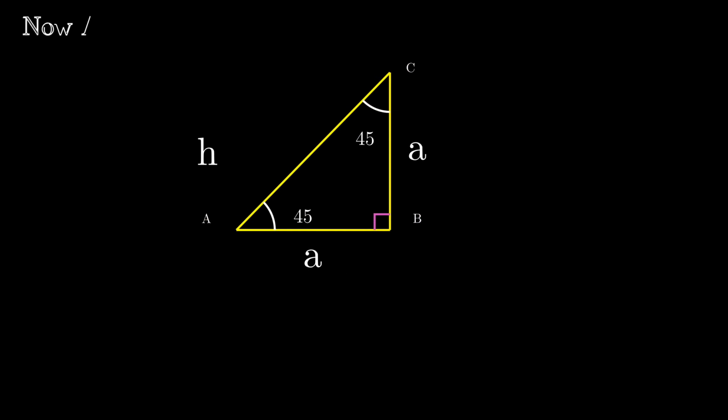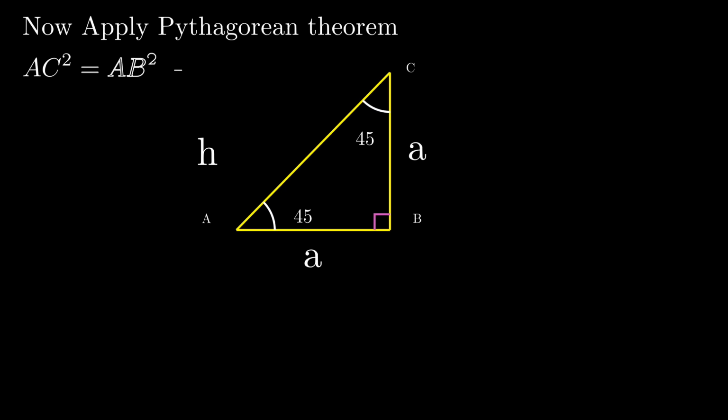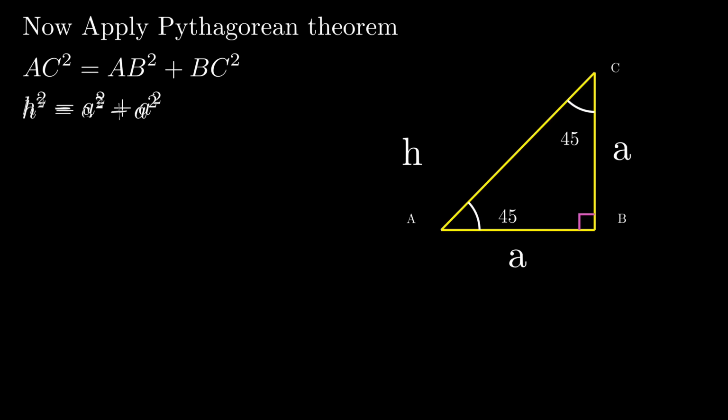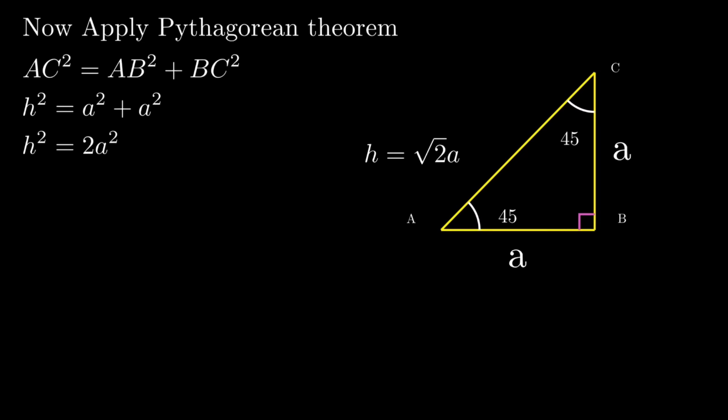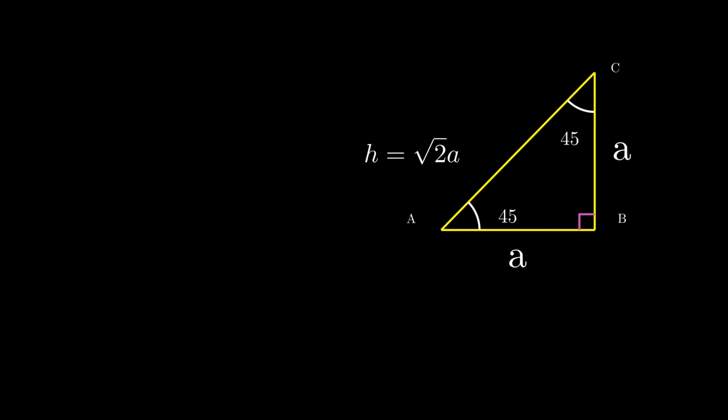Now to find the values at 45 degrees, we consider the isosceles right triangle with side length A. Now we can find the value of AC by using the Pythagoras theorem. Now we got the value of H equal to root 2a. Now applying the same method, we can get all the values at 45 degrees.